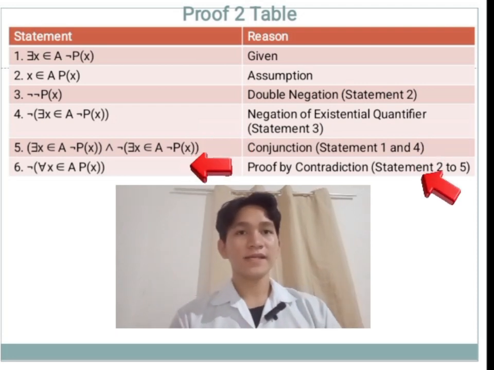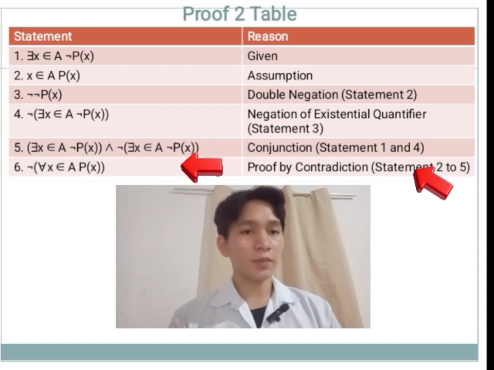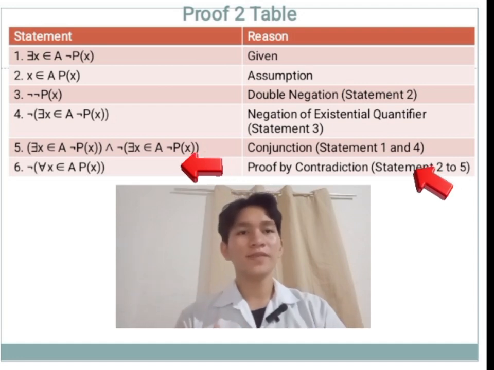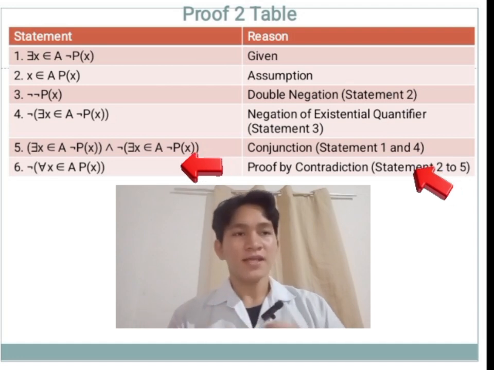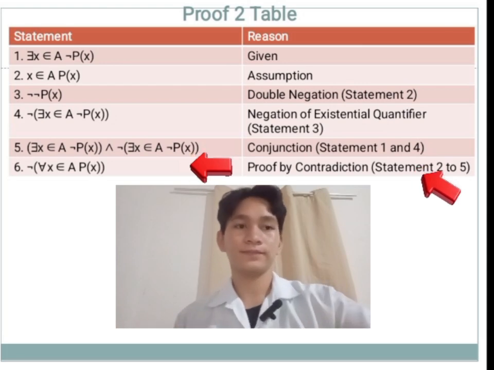Statement number 6 states the negation of for all x in A, P of x. So the reason is proof by contradiction from statement number 2 and statement number 5. So our assumption that all elements satisfy P of x contradicts the given information. Thus, the assumption must be false and we can conclude that the universal statement cannot hold.